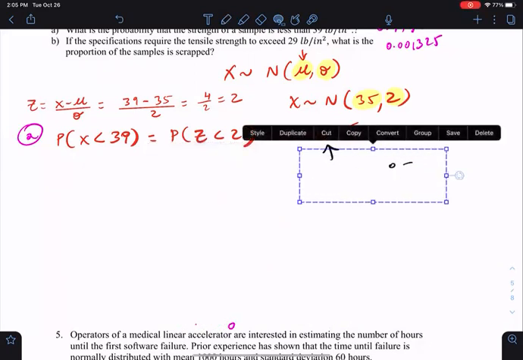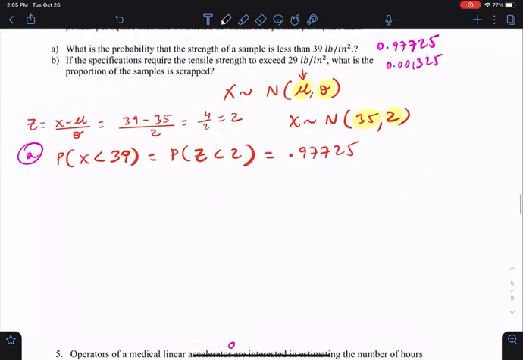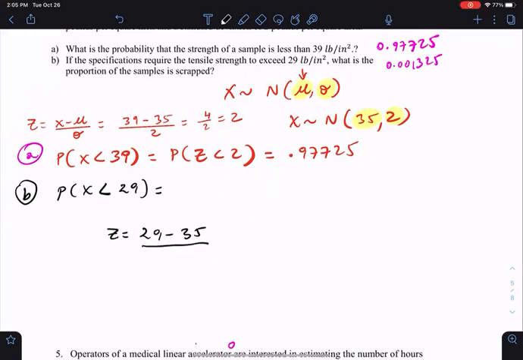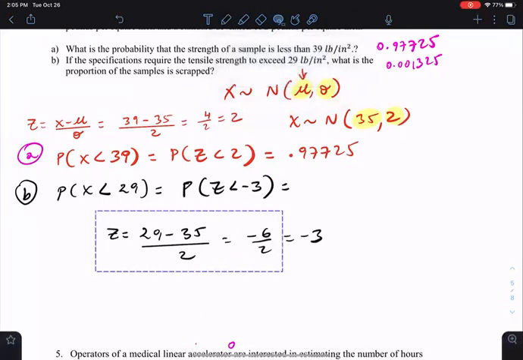Okay, done with that. The next question is B. They're asking you, if the specifications require the tensile strength to exceed 29, so the probability of X less than 29, what is the proportion of the samples scrapped? So we need to standardize again. 29 minus the mean is the Z-score: 29 minus 35 over the standard deviation of 2. This is going to be -6 over 2, that's -3. So this is the probability of Z less than -3. At this point, you can just look at the table and you get your answer.